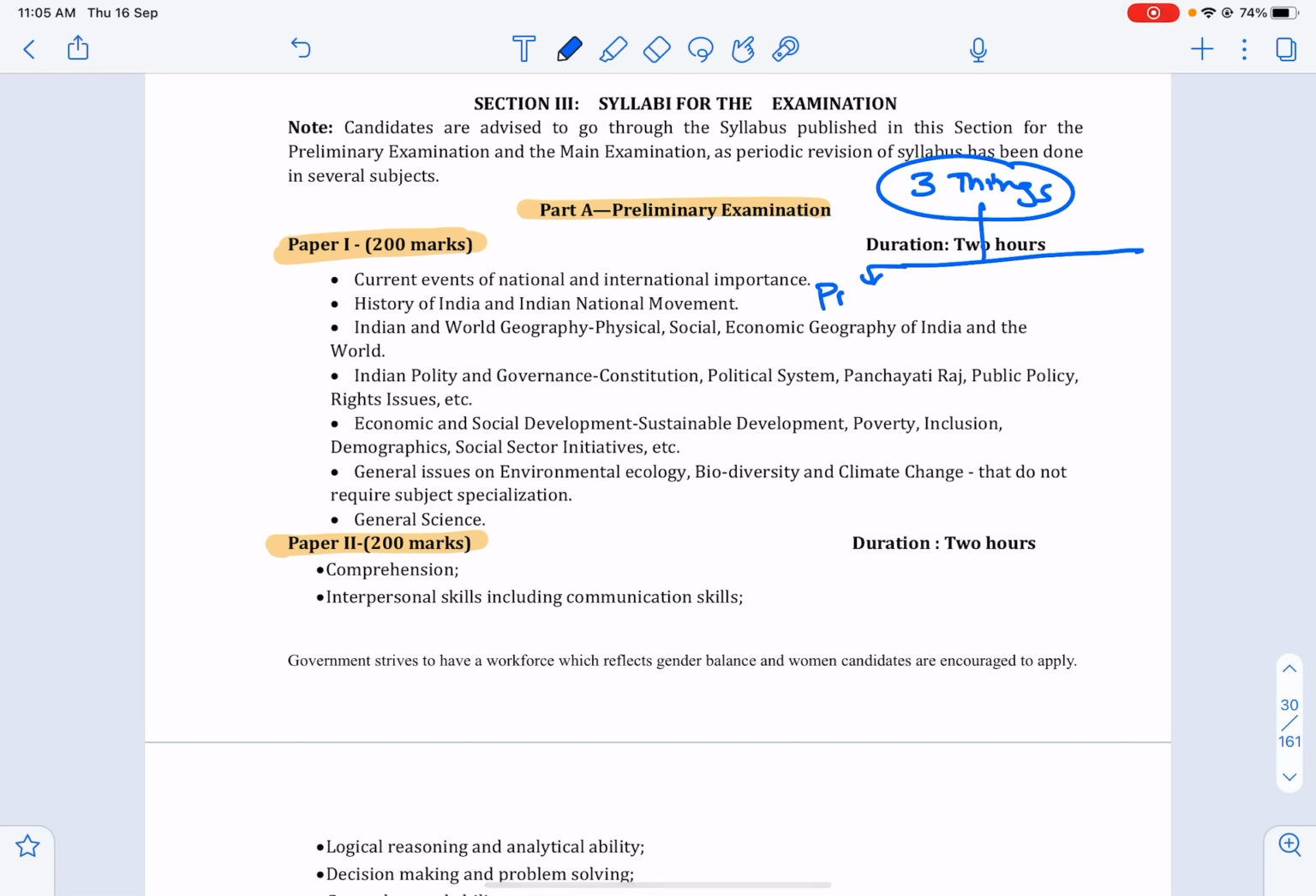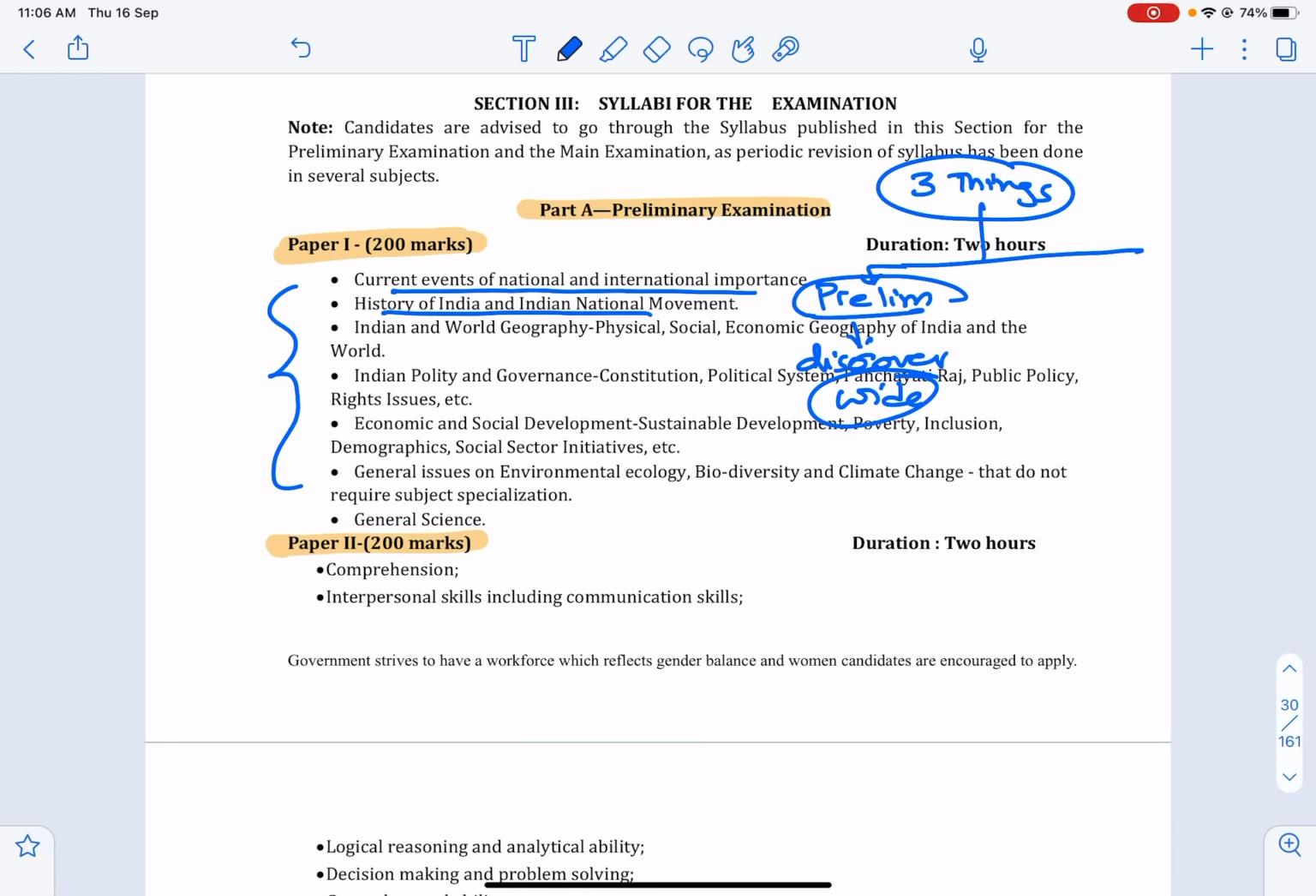Number one, try to understand the preliminary syllabus, and from this you will discover that the preliminary exam syllabus is very wide, especially for GS. It does not have any specific things given in it. See, current events of national and international importance, very wide. History of India and Indian national movement, very wide. India and world geography, very wide. Here it gives you some specific things like economic geography, physical and social, but that is already included in this, so it is wide. Indian polity and governance, political system, etc., wide.